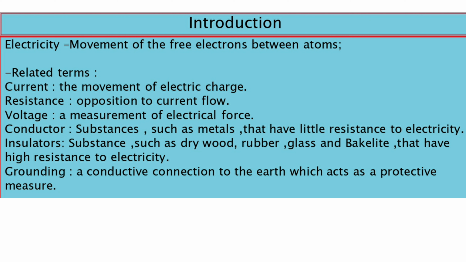Conductor: substances, such as metals, that have little resistance to electricity. Insulators: substances, such as dry wood, rubber, glass, and bakelite, that have high resistance to electricity. Grounding: a conductive connection to the earth which acts as a protective measure.